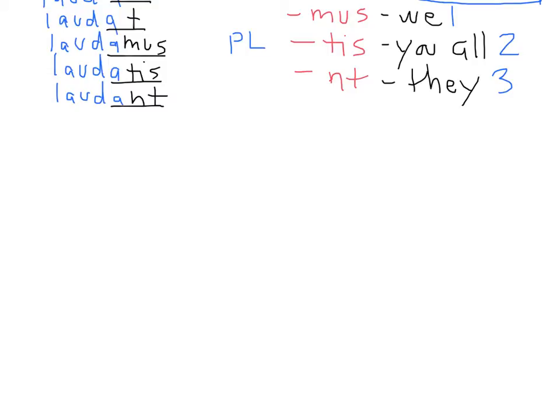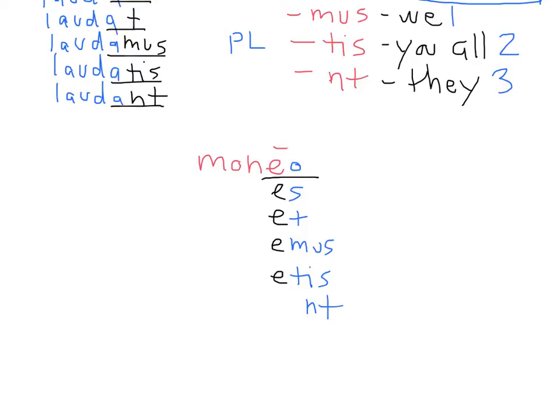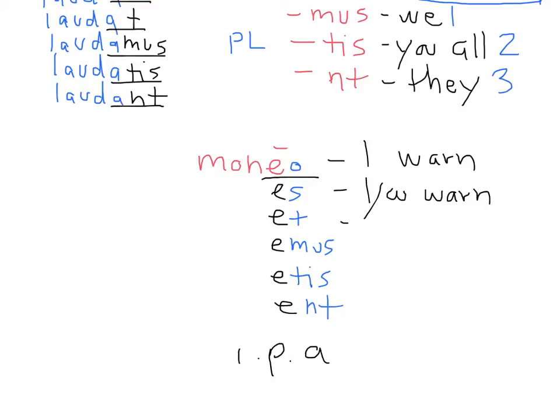Look at the model for the second conjugation. I could use moneo with a long E in the second principal part. You drop off the RE, and then you add those same exact endings, O, S, T, mus, tis, and NT. In this case, there is no irregularity. The E and the O stay, the E and the S, the E and the T, the E and the mus, the E and the tis, the E and the nt. I warn, you warn, etc. is how you translate the indicative present active.